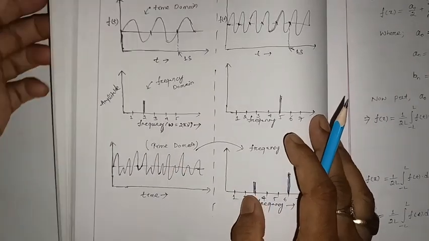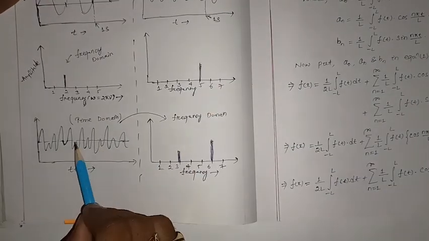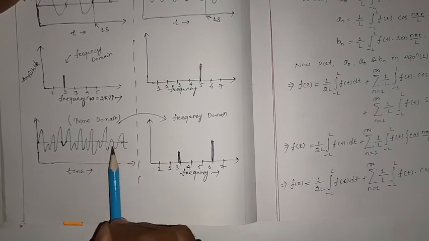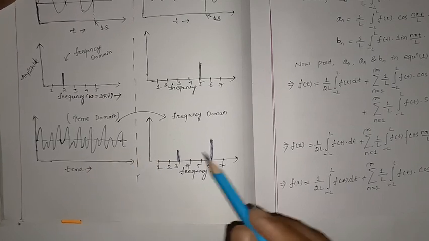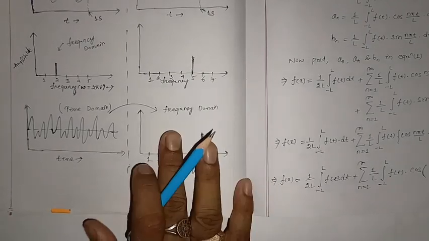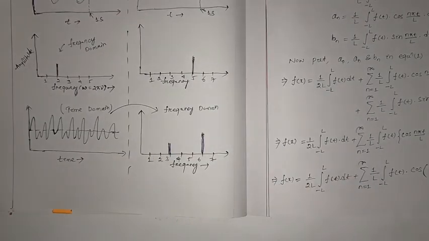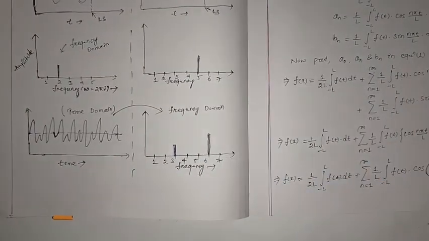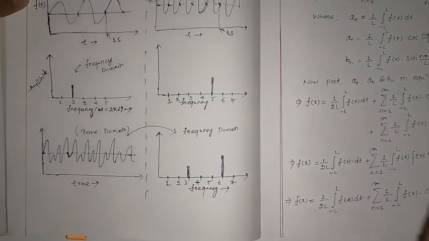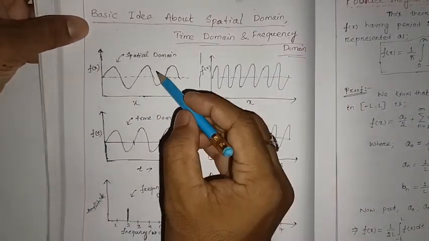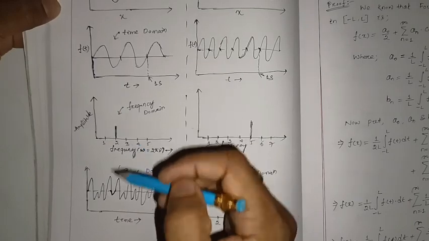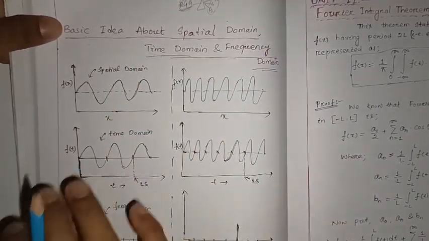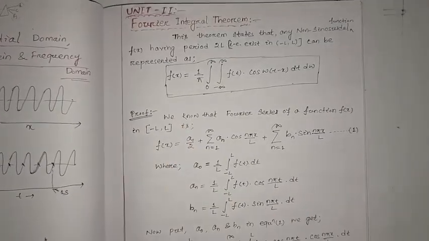Okay, so by transforming from time domain to frequency domain, we can easily identify how many frequencies exist. So any one of the frequencies can easily be filtered out. This process is required in signal processing, which you are going to study in your higher studies. So here we conclude that the spatial, time and frequency domains are connected or coupled with each other, okay, which will be required to explain this theorem, right?